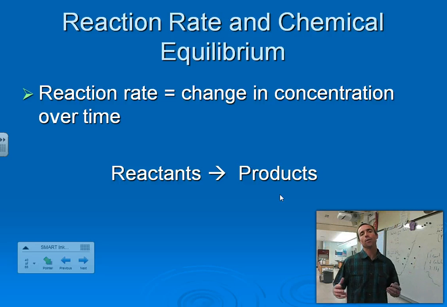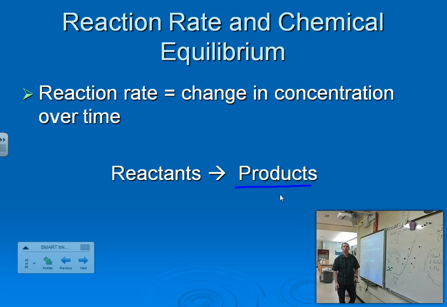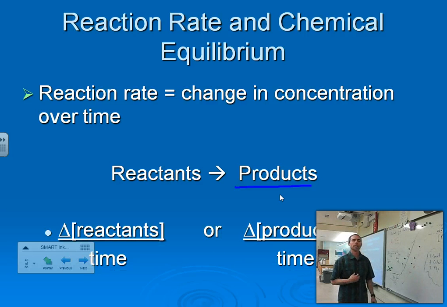So if we had a generic reaction, reactants turn into products, correct? So over time, our reactant concentration or amount is going to go down, and our product concentration or amount is going to go up over time. So we could measure it either way, depending on what's easier in the lab. So we can measure a change in the concentration of the reactants over time, or a change in the concentration of the products.